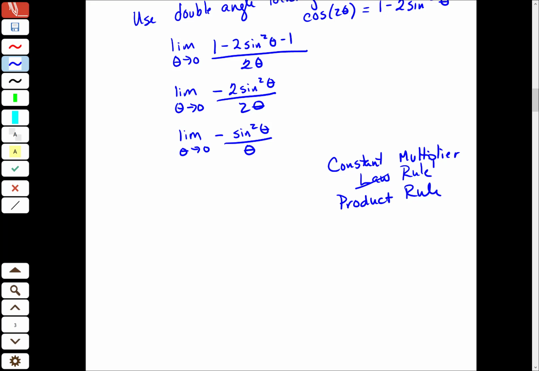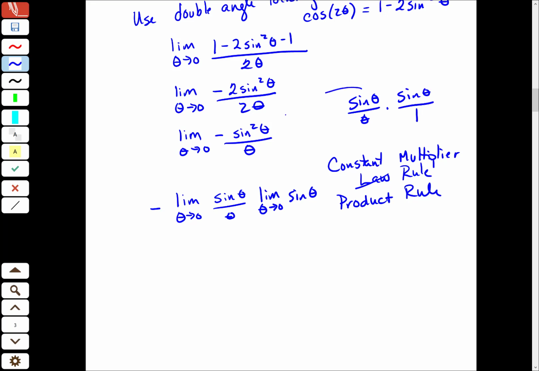The constant multiplier says I can just pull out this negative, and the limit as theta goes to 0. And then I want to split sine squared theta up into 2 pieces: sine theta over theta, because I know what that limit is, and this other piece, the limit as theta goes to 0 of just sine theta. If I were to multiply these 2 pieces together, sine theta over theta times sine theta over 1, I would go back to this piece right here, sine squared theta over theta.